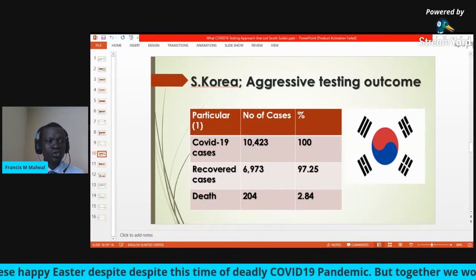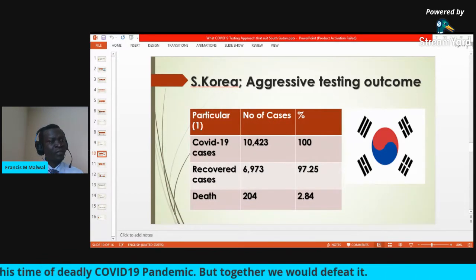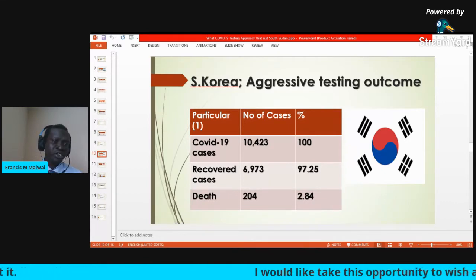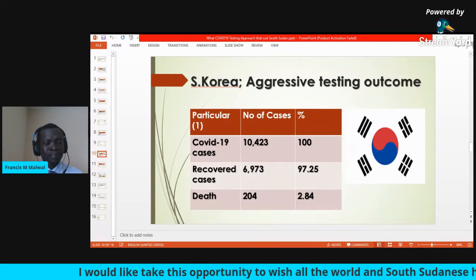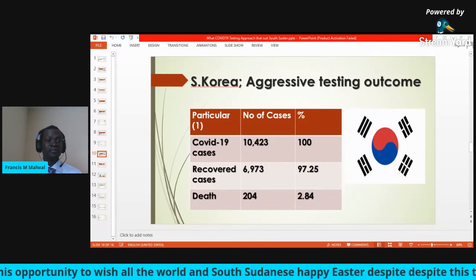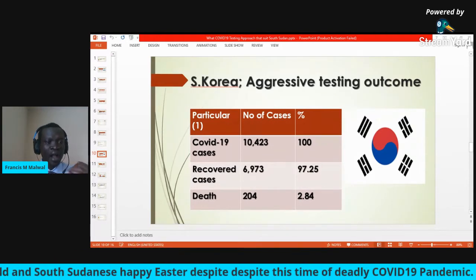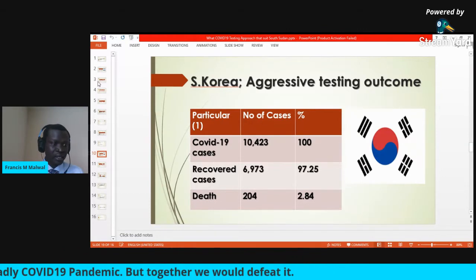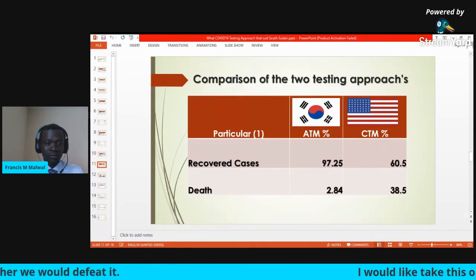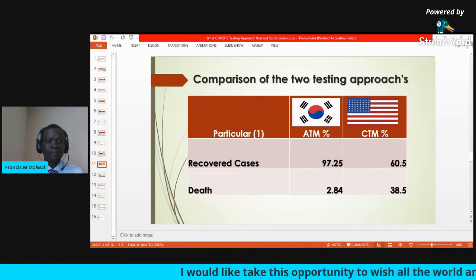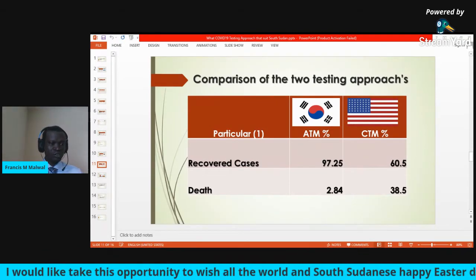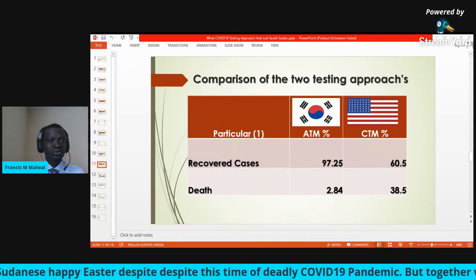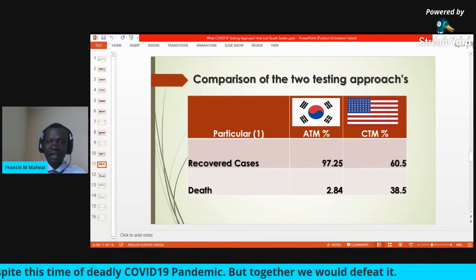When you look at the two countries with different approaches, South Korea in terms of prosperity is a prosperous, well-developed nation like the US. So why is there a difference? Why is the recovery rate so high in South Korea and not the same in the US? And we know the US is the leading country. The only difference between the US and South Korea is the approach that they use. One decided to use the aggressive method of testing, the other the conservative approach.